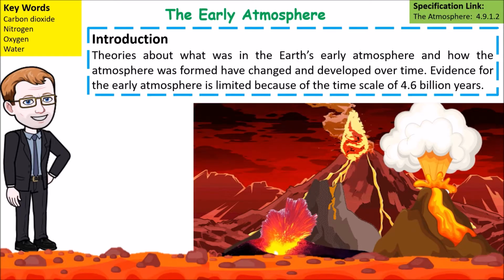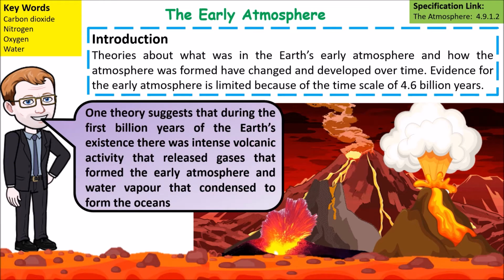So there are multiple theories about how the atmosphere evolved, but we think that it started about 4.6 billion years ago. One theory suggests that during the first billion years of the Earth's existence, there was intense volcanic activity that released gases into the atmosphere, which formed the early atmosphere.